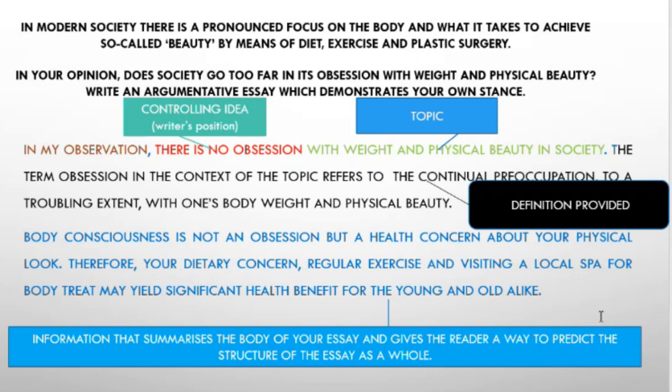And by the way, you do not use personal pronouns like I in academic writing. You say I think society, but please don't think, just state that society does go, rather, in other words, you say there is obsession with weight and physical beauty in society. That's the position that Mduduzi is taking in the introduction.